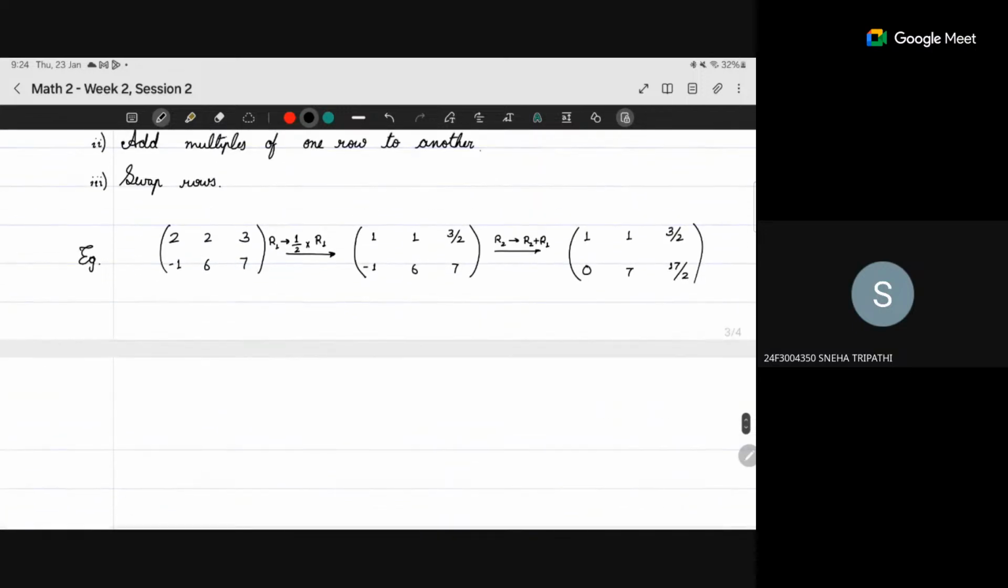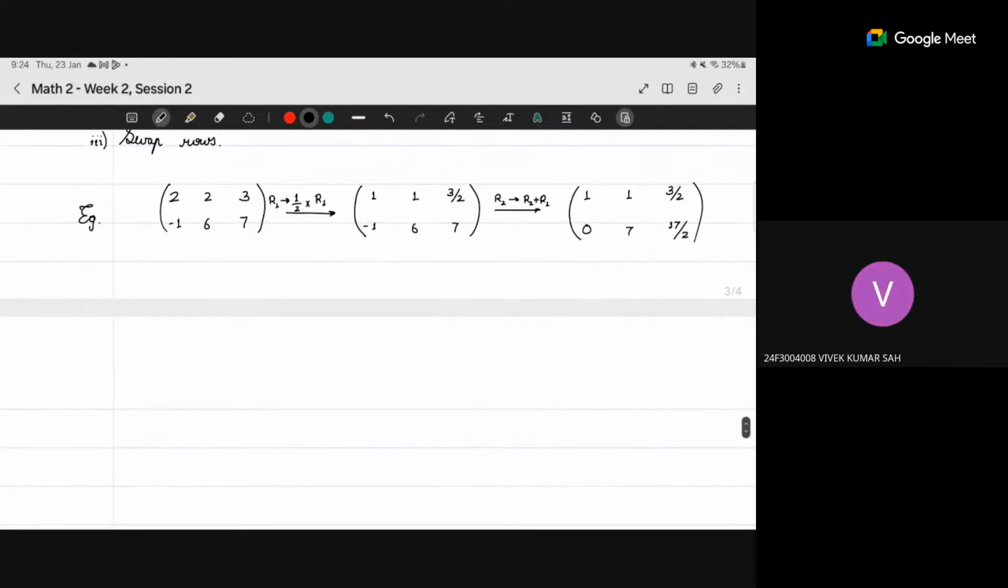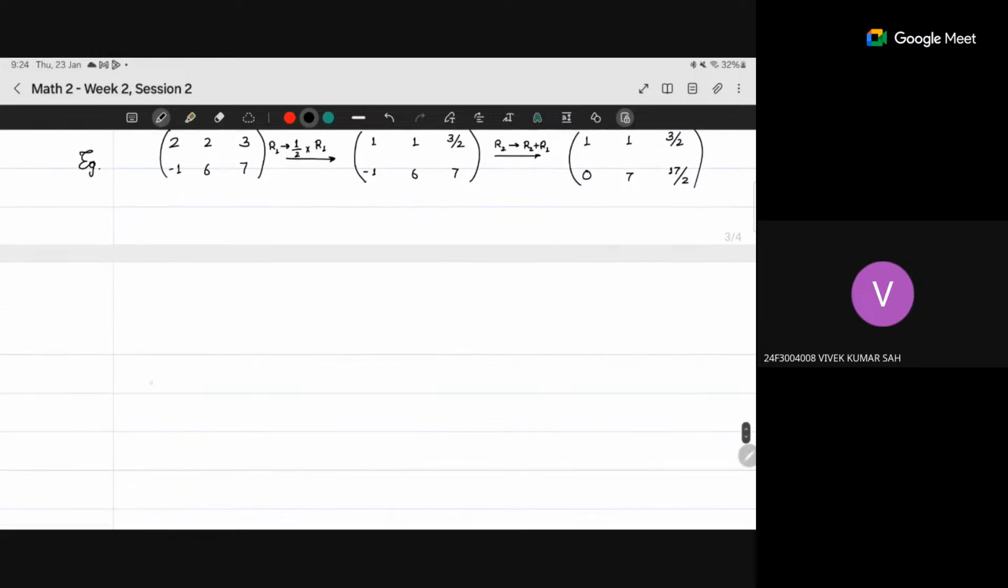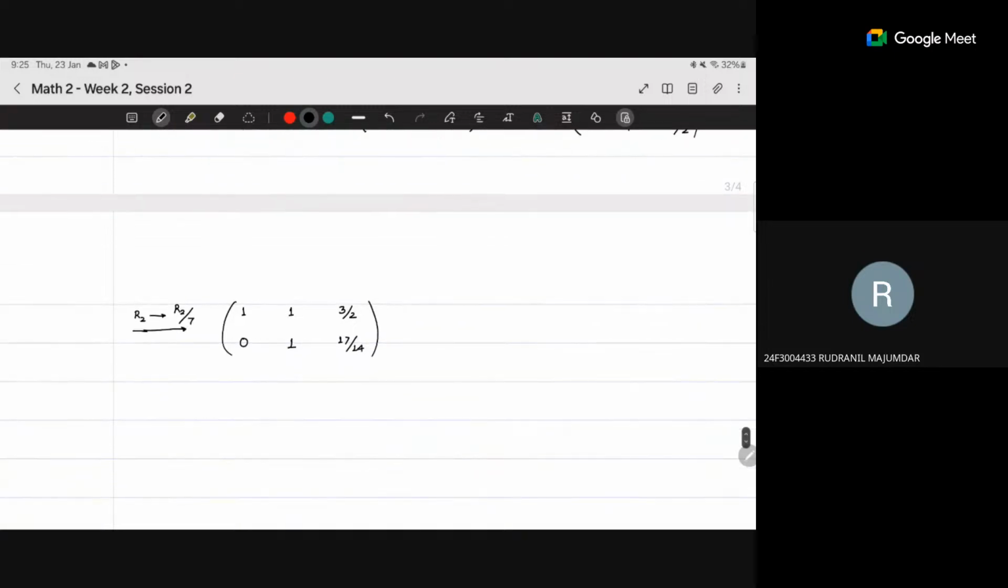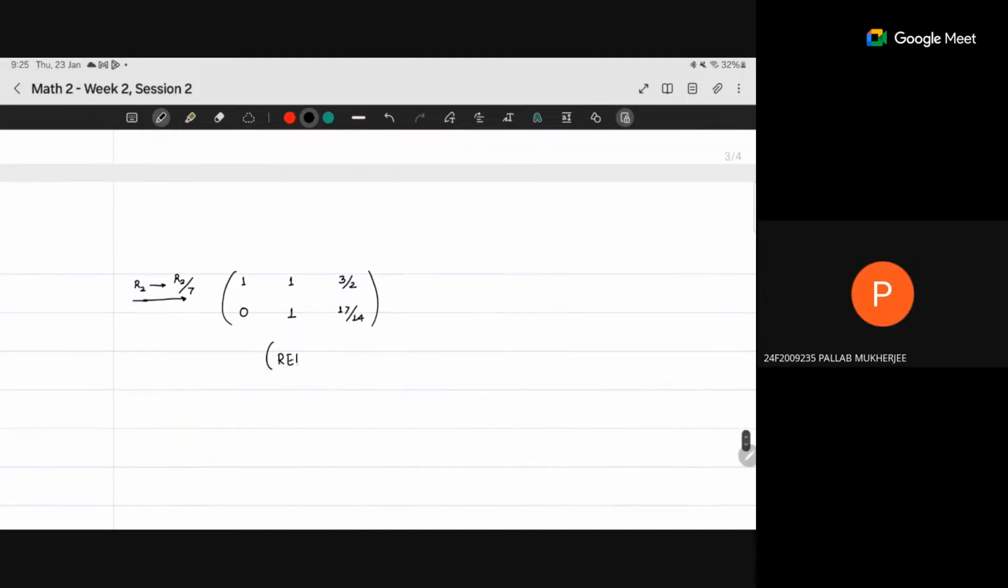We'll continue over here. But is it in REF now? Not yet. So what do we do next? We convert it to 1 by multiplying R2 by 1 upon 7. R2 becomes R2 divided by 7. We have 1, 3 by 2, 0, 1, 17 by 14, something like this. Now are we in REF? Yes, so REF is attained over here.